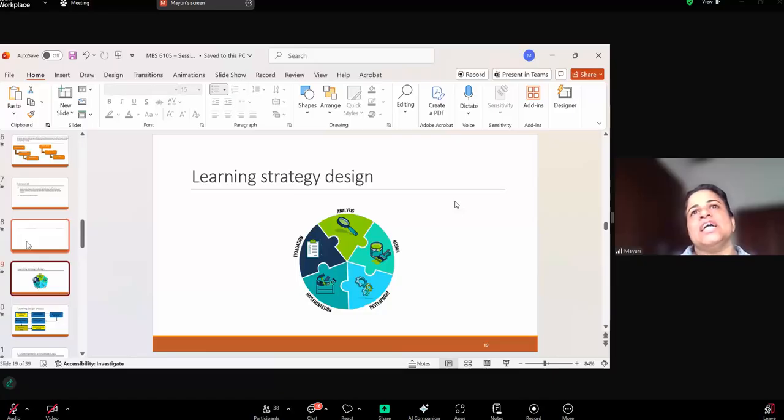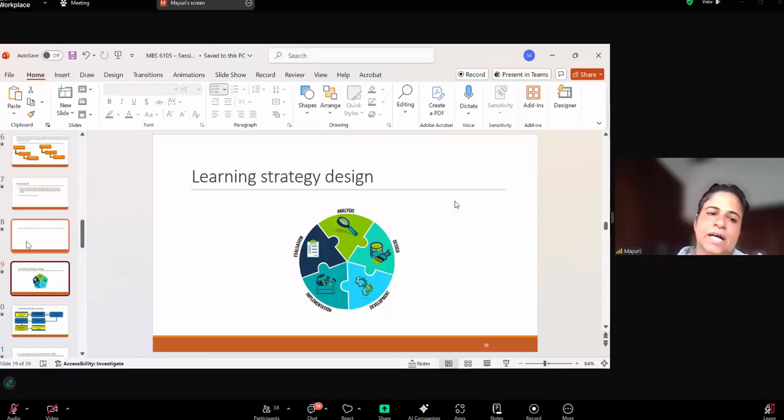And then there's another model called the 70-20-10 model, right? 70% of learning comes from experience, 20% from observation, and 10% from these kinds of lectures. That's also important to know. And there are some other models as well.